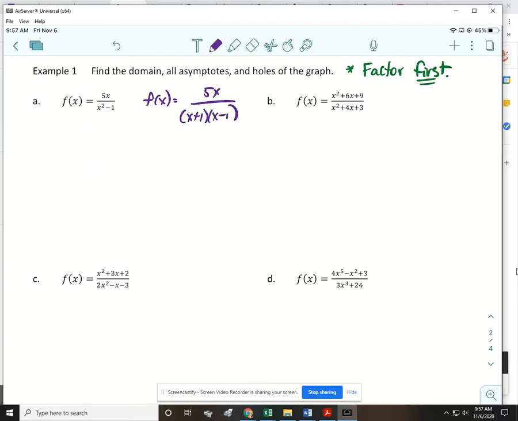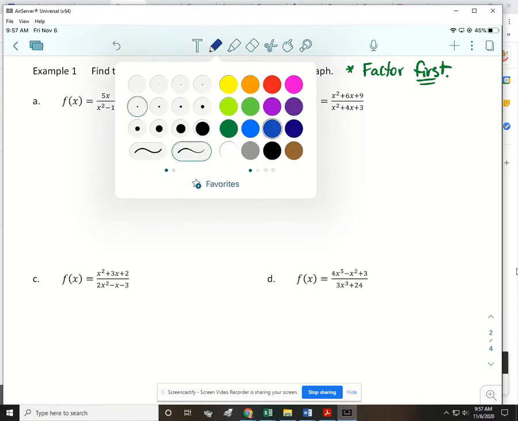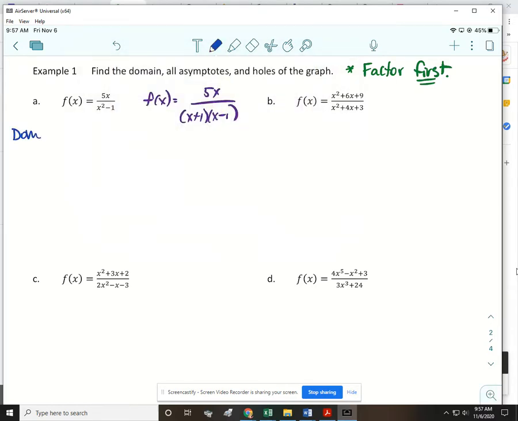All right, so we are going to start off finding the domain. And we always factor to find the domain, and then anything that's going to give you 0 in the denominator is not in the domain. All right, then we would pay attention to what would cancel before we do our vertical asymptote. Now on this one, nothing does cancel. So anything that would make you have 0 in the denominator is a vertical asymptote.